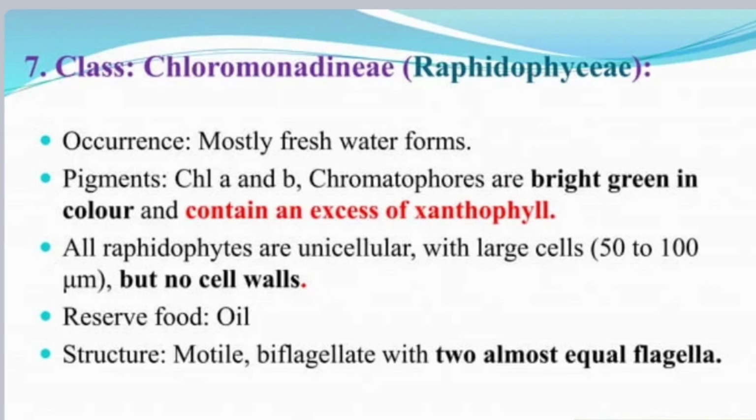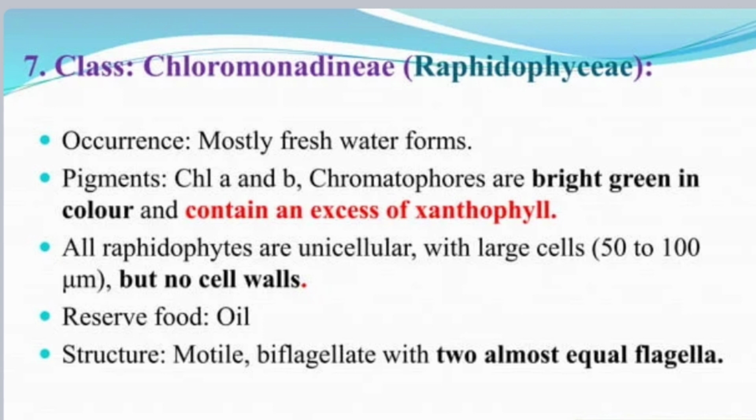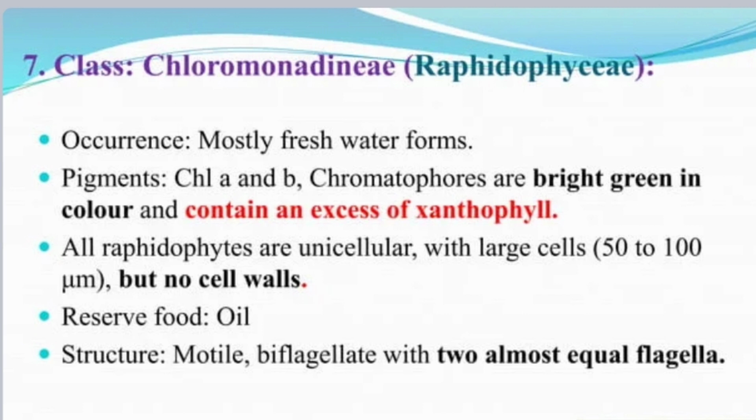Class: Chloromonadineae or Raphidophyceae. Bright green algae. Occurrence: they are mostly freshwater forms. Pigments are chlorophyll A and B. Chromatophores are bright green in color and contain an excess of xanthophyll. Reserve food: fat and oil. All raphidophytes are unicellular with large cells but no cell walls. Structure: motile, biflagellate with two almost equal flagella. Reproduction: cell division, and sexual reproduction is absent. Example: Gonyostomum.